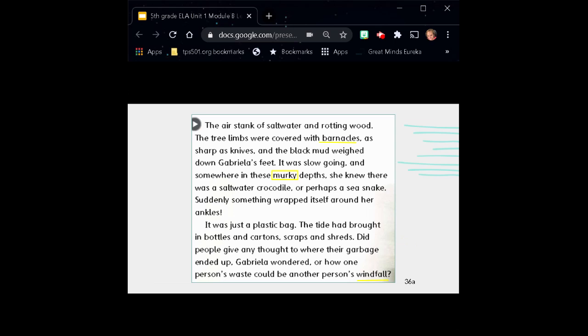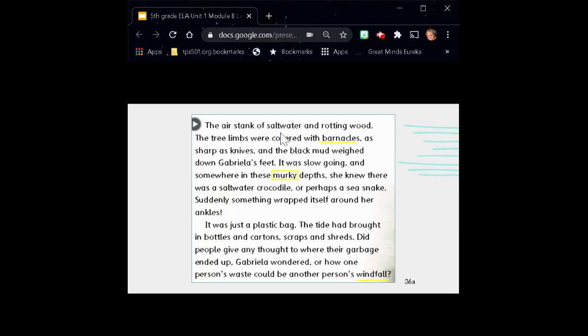I want you to notice that I underlined a couple of words that you may not be familiar with. I want you to go up to barnacles for just a minute. It said the tree limbs were covered with barnacles as sharp as knives, and the black mud weighed down Gabriella's feet.